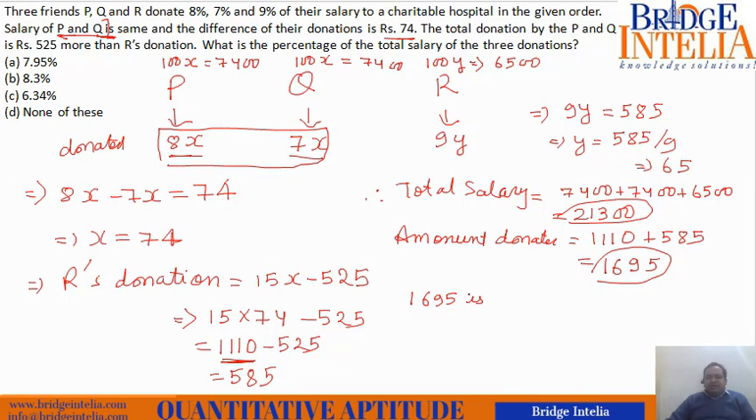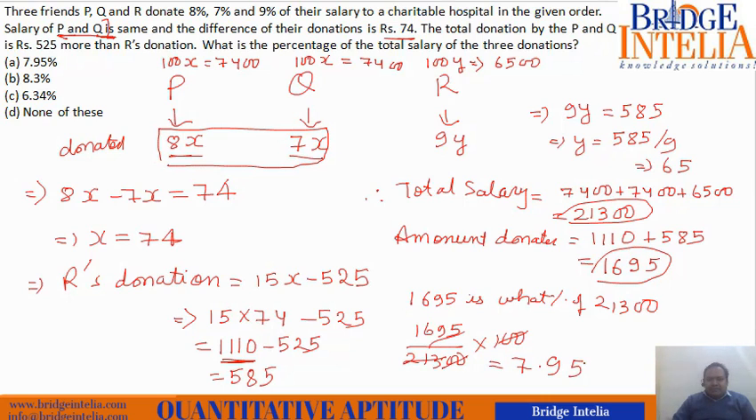1695 is what percentage of 21300? So let's solve this. 1695 divided by 21300 into 100. So this 100 cancels. This should be somewhere close to, I guess, 7. So let's solve this. If you solve this, this comes out to be equal to 7.95.